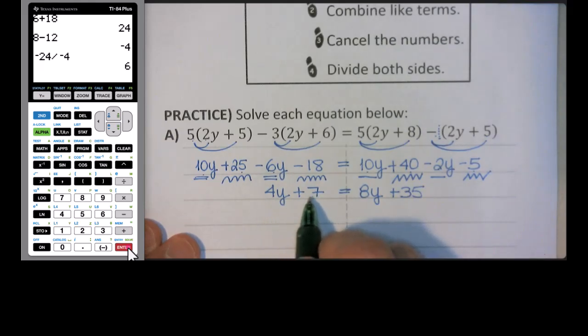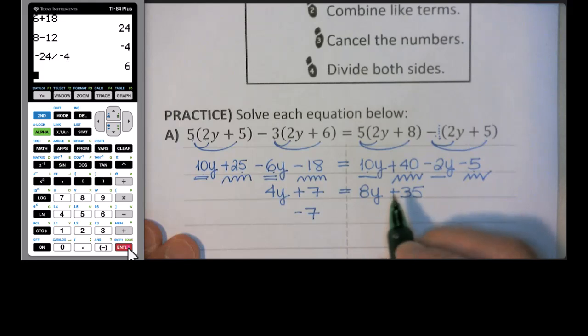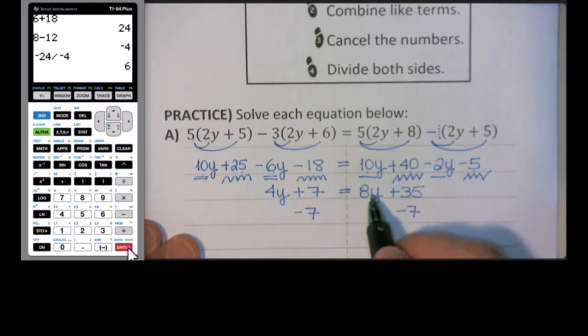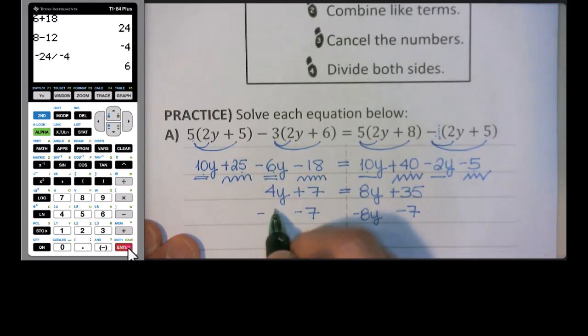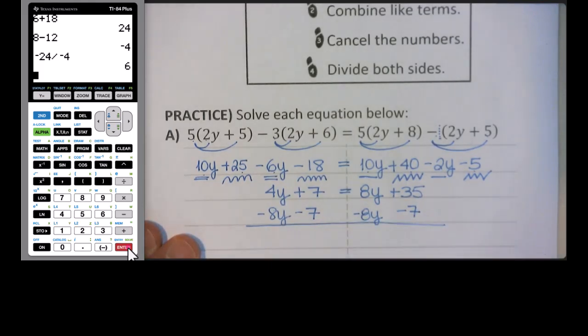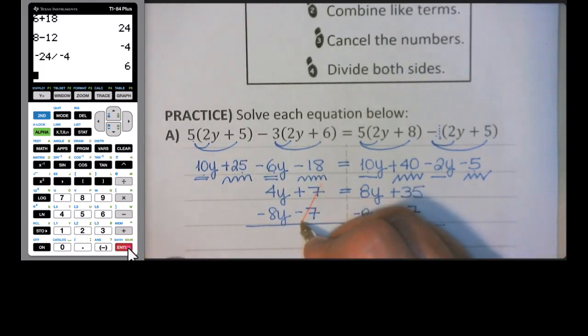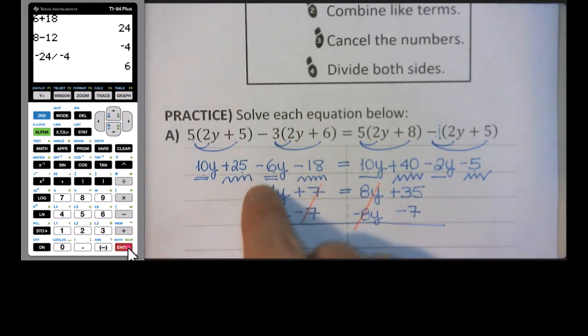Ask yourself, who's on the wrong side over here? 7 is on the wrong side, so we need to cancel. We cancel it by changing the sign to a negative. And if I do it on one side, I've got to do it on the other. Also, who else is in the wrong place? 8y is in the wrong place, so we subtract 8y on both sides. And now we'll see that negative 7 cancels, the 8y cancels, and you're only left with numbers with letters and numbers without letters.